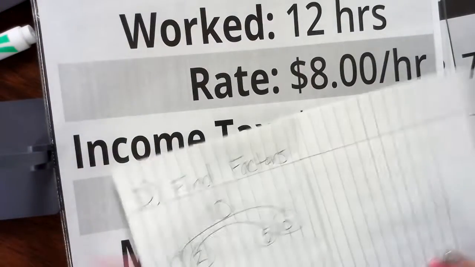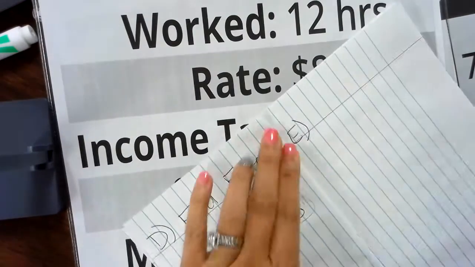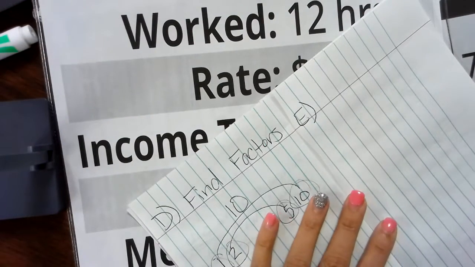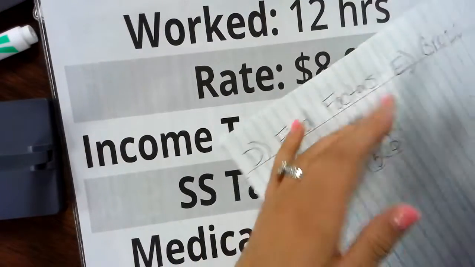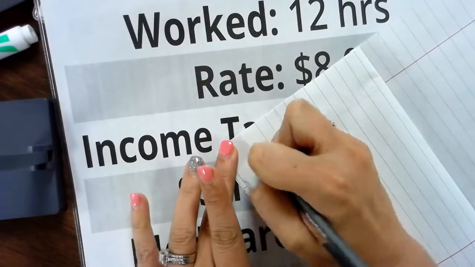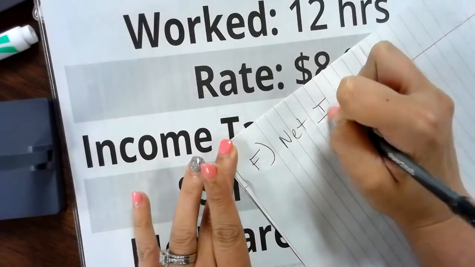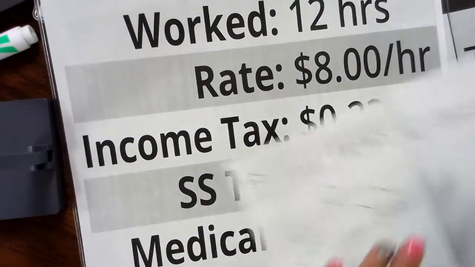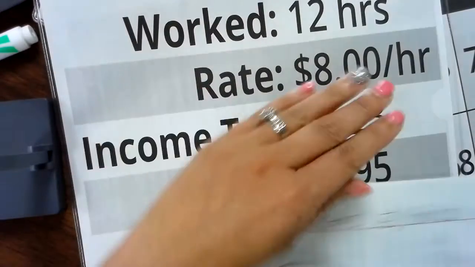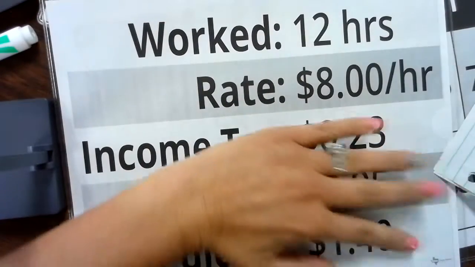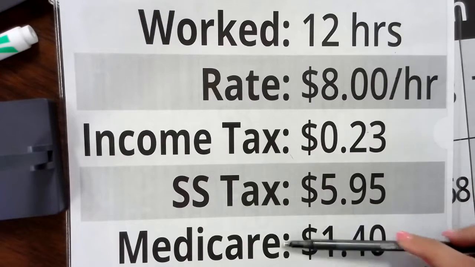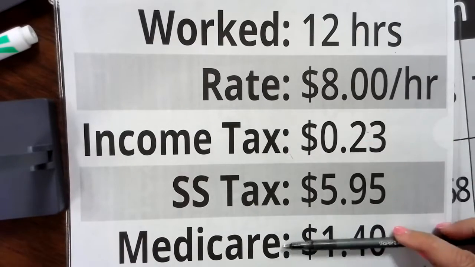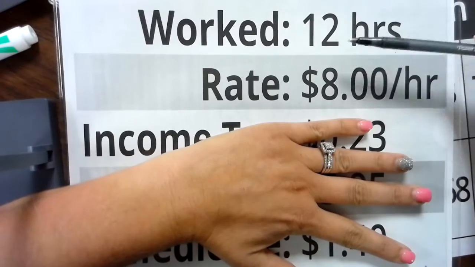It gives me this information right here. So E tells me I'm going to find the gross pay. So gross. And then section F, I'm going to find the net income. Okay, so gross is what I make before they take out taxes. So if you look at this, I worked 12 hours, I get paid $8 an hour. These down here, these tax and insurance, they take out of my paycheck.